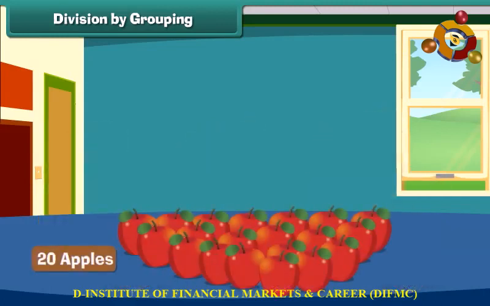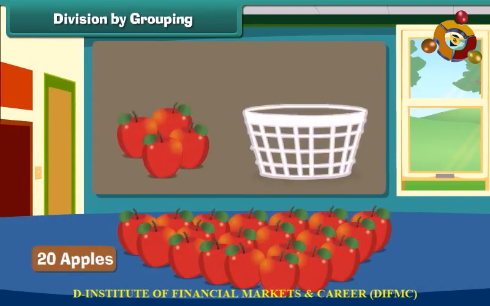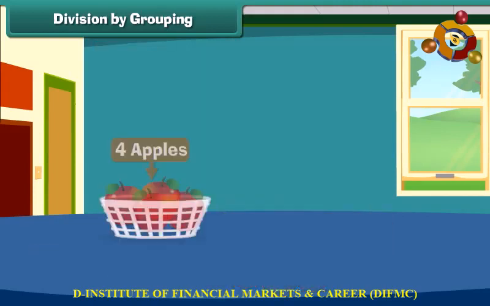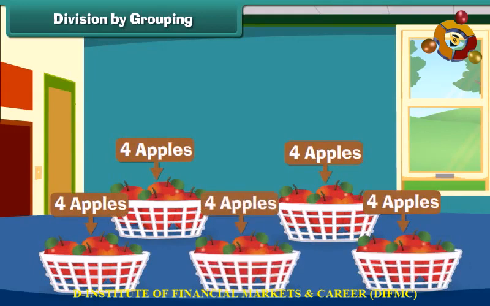There are 20 apples. 4 apples can be packed in 1 basket. How many baskets will be required to pack 20 apples? Make groups of 4 apples each. 5 such groups are possible with 20 apples. Hence, 5 baskets will be required to pack 20 apples.